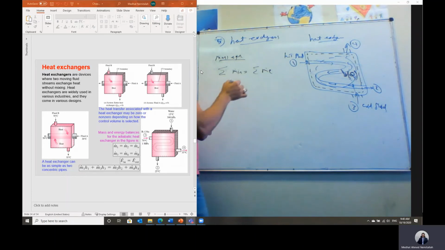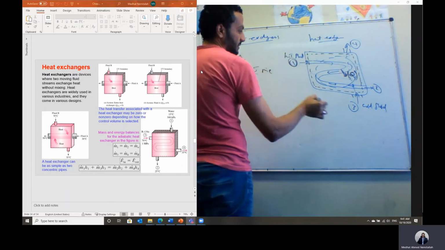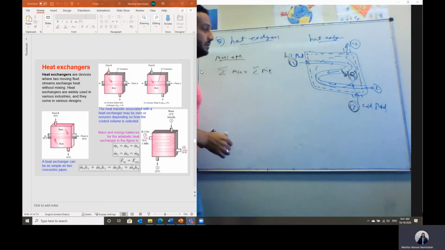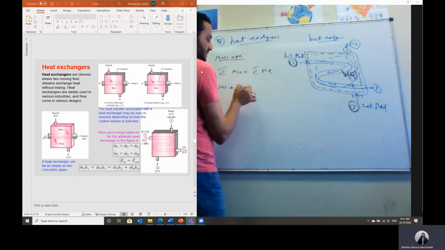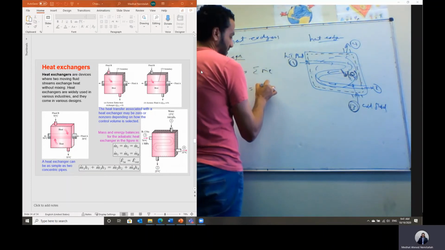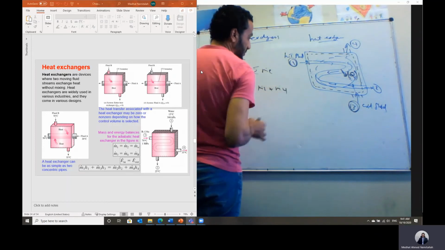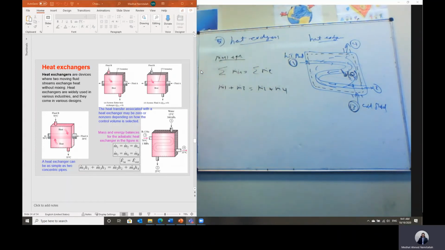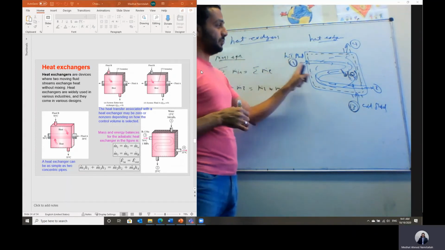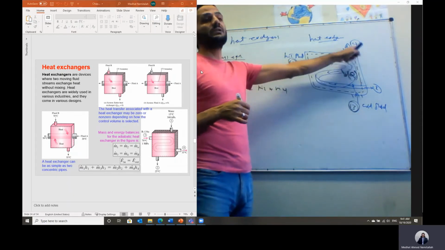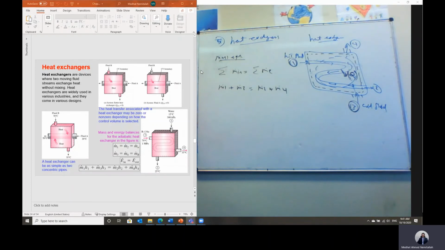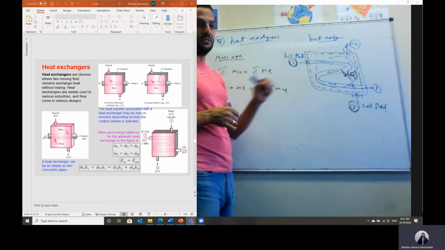Now, what are the inlets here? We have the inlet of hot fluid at cross section 1 and the inlet of cold fluid at cross section 3. So we can say m dot 1 plus m dot 3 should equal m dot 2 plus m dot 4 in this case. But for the hot fluid, m dot 1 is the same as m dot 2, and for the cold fluid, m dot 3 is the same as m dot 4. We call it m dot cold in this case.